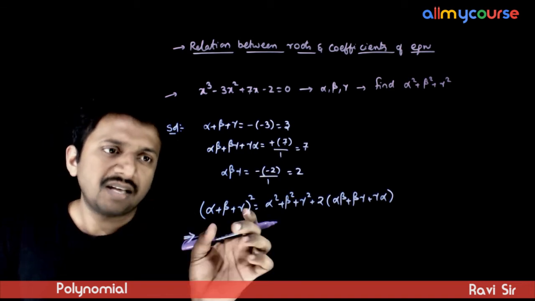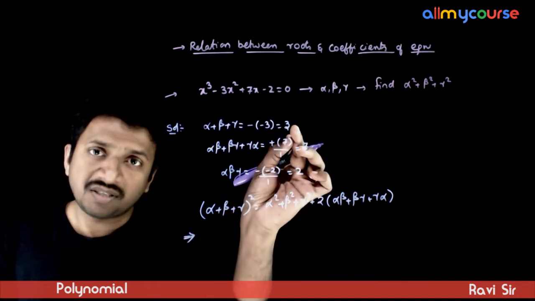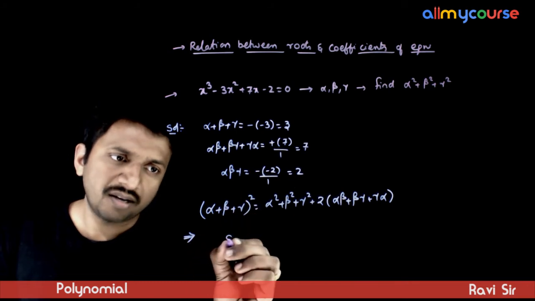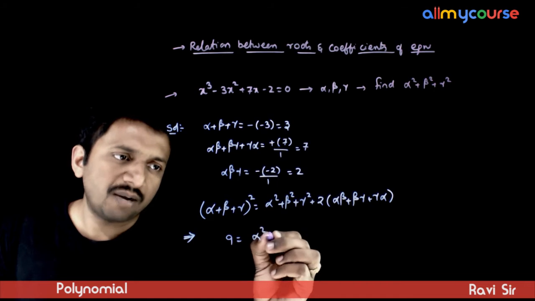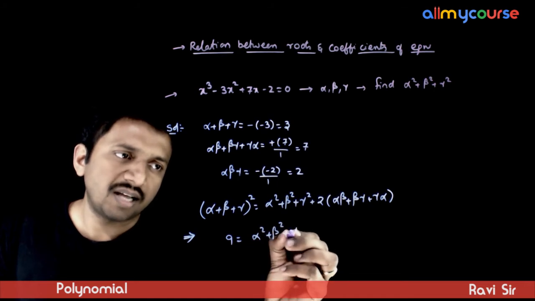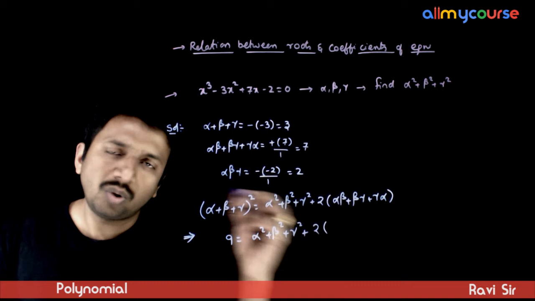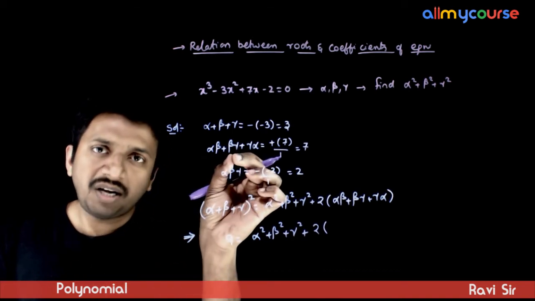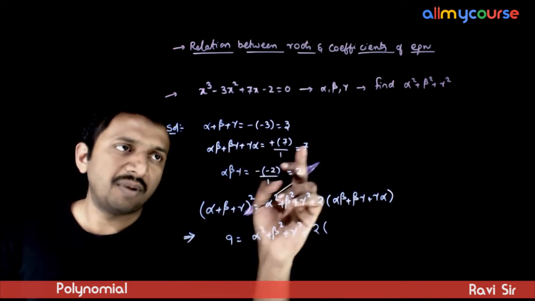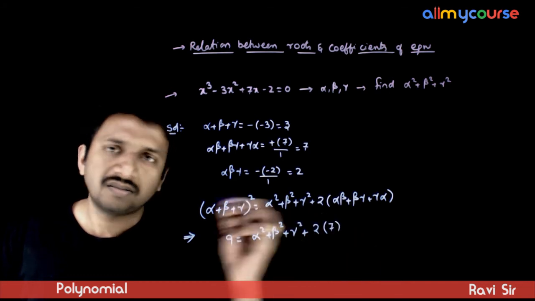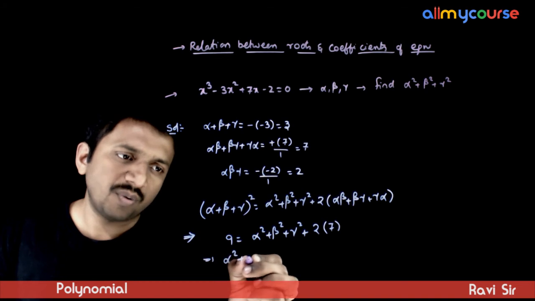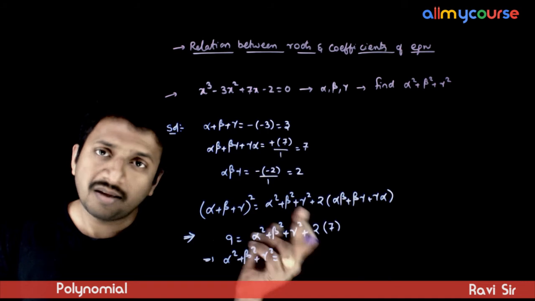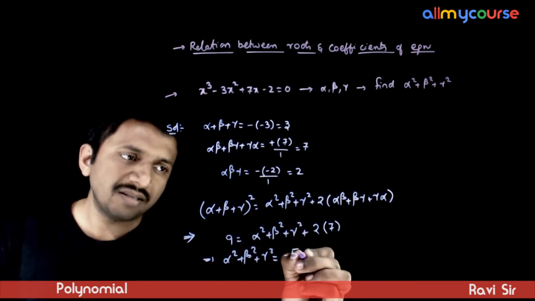This implies alpha plus beta plus gamma, which is 3, square, 9, is equal to alpha square plus beta square plus gamma square plus 2 times alpha beta plus beta gamma plus gamma alpha, which is 7. This implies alpha square plus beta square plus gamma square is equal to 9 minus 14, which is minus 5.